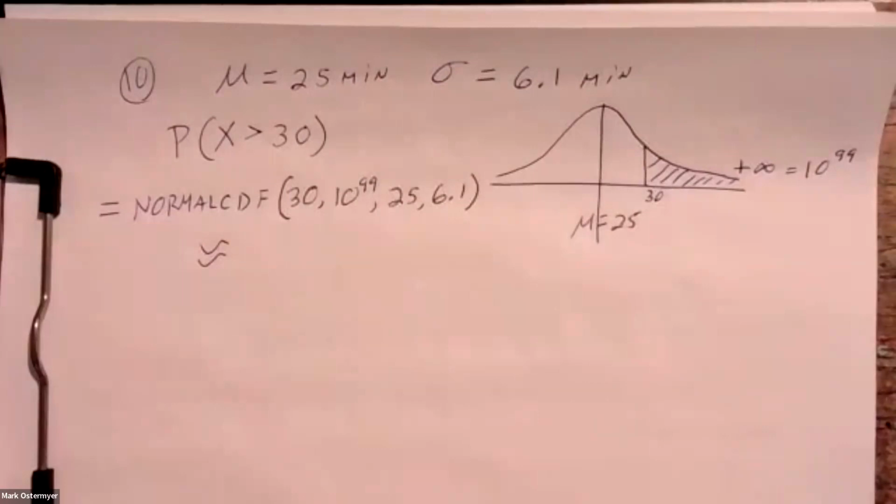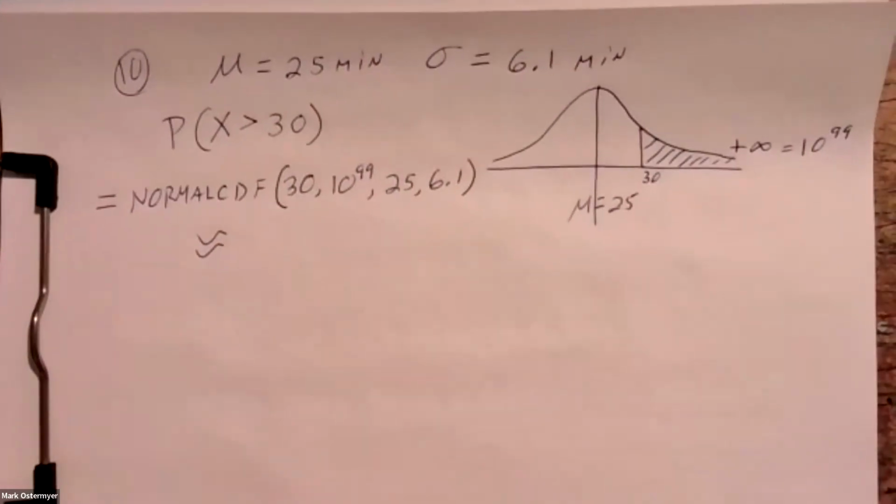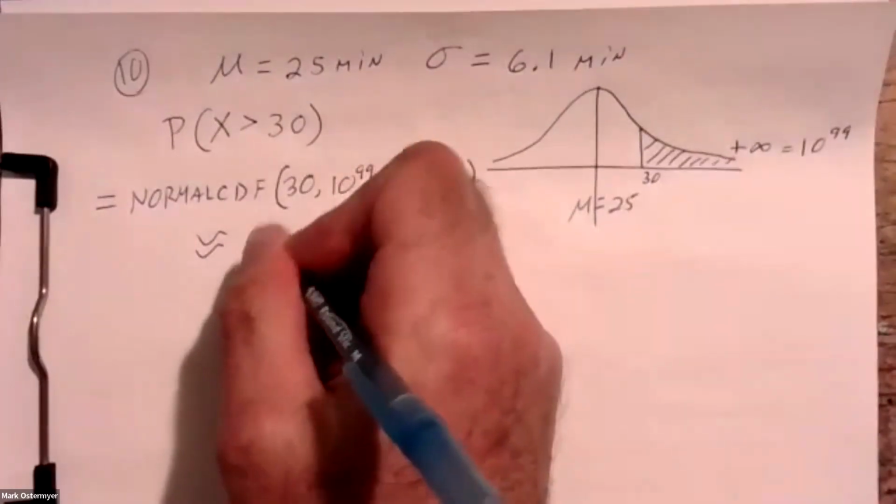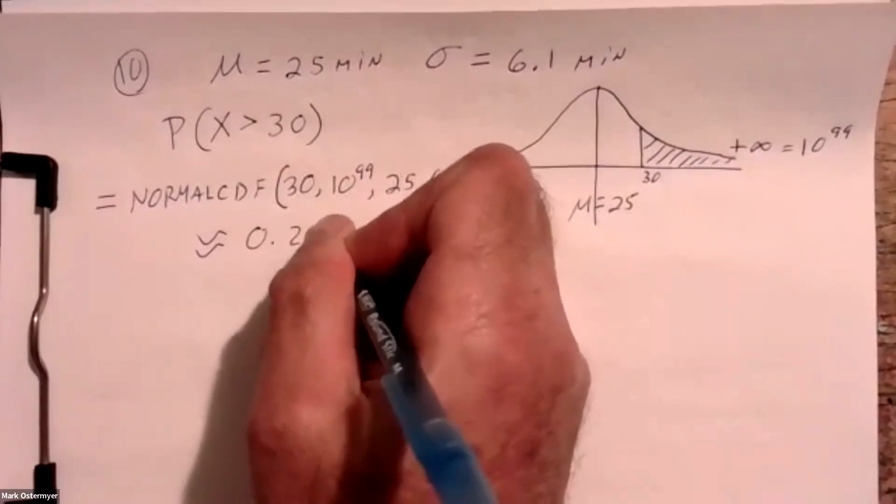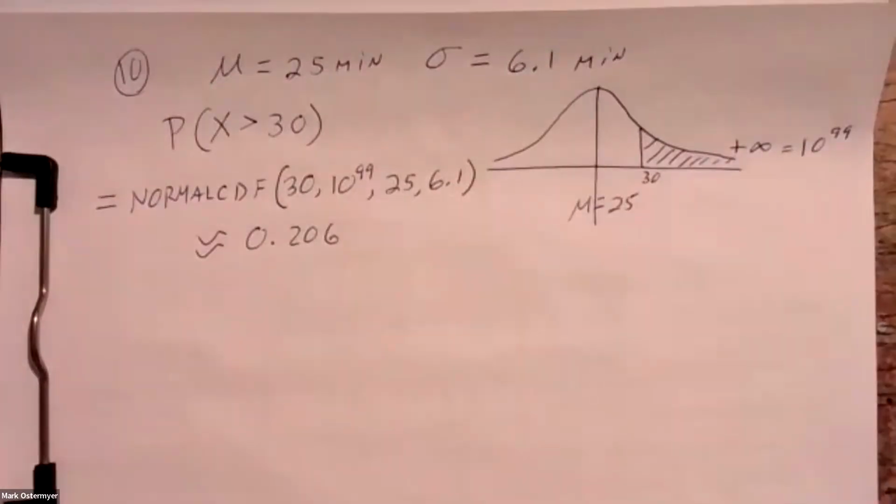Getting out our calculator and dialing this up, I get a probability which is about 0.206, so about a 20.6% chance.